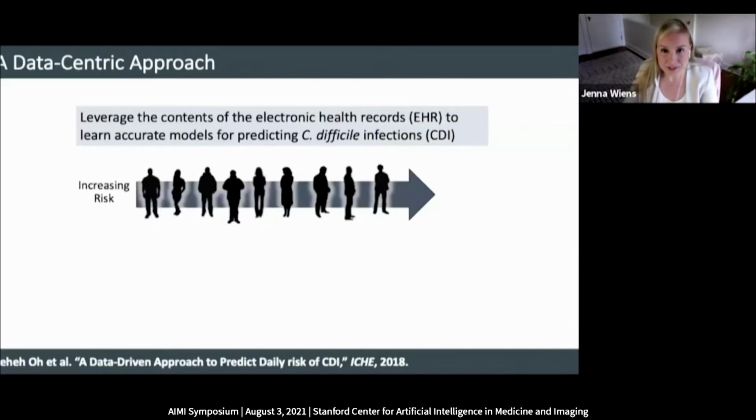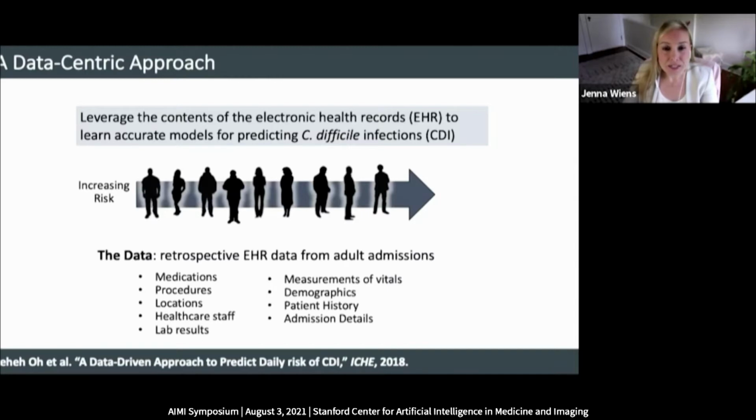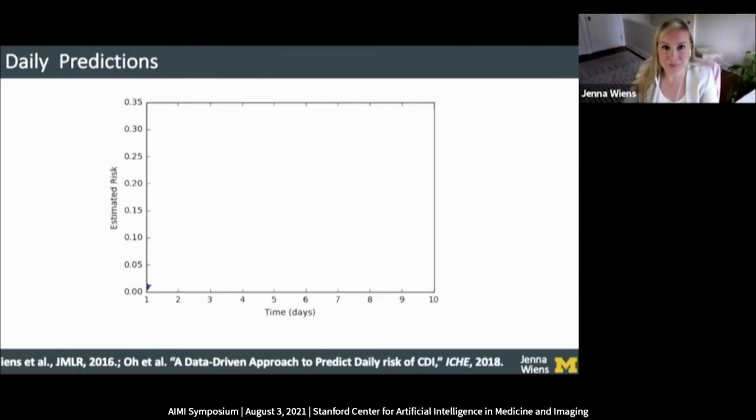Given that the risk factors are multifactorial, we take a data-centric approach to the problem, leveraging the contents of the electronic health record to learn accurate models for predicting C. diff infections. Within the EHR, we have everything from what medications a patient is taking to where they are in the hospital and who is in the bed next to them. Our model essentially learns a mapping from the contents of a patient's EHR to that patient's risk of acquiring an infection with C. difficile during the current hospital admission.